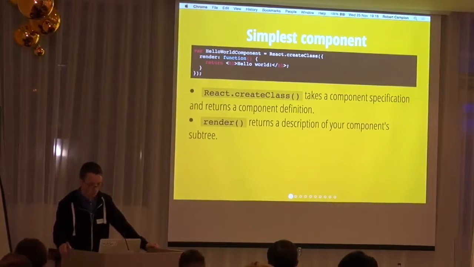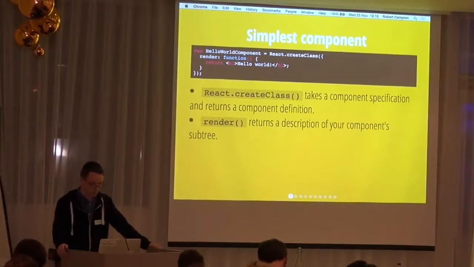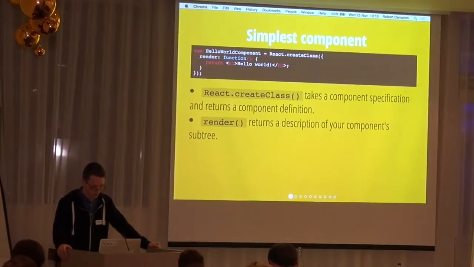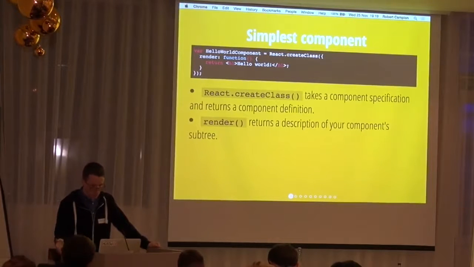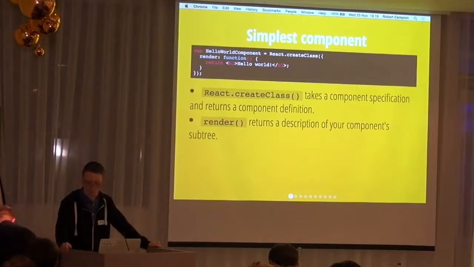This is the one requirement of every component. They must implement a render function. The reasoning is that, of course, all components eventually render something. They must have some rendered representation. But apart from that, nothing else is required. And what render does is it returns a description of what your component should look like at any state in time, given the current set of inputs and state.